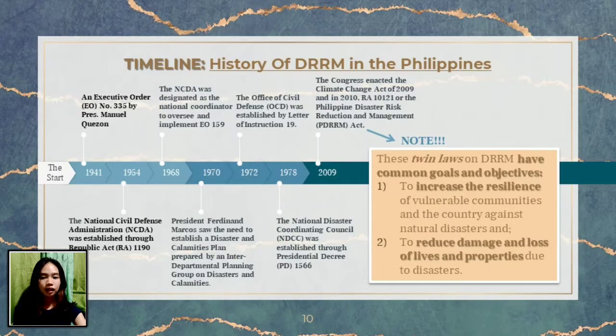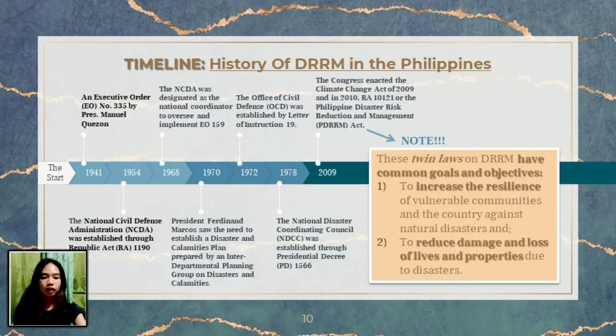The NCDA is tasked to report on the degree of preparedness of all government offices to the Office of the President. In 1970, President Ferdinand Marcos saw the need to establish a disaster and calamities plan prepared by an interdepartmental planning group on disasters and calamities. Then, in 1972, the Office of Civil Defense or the OCD was established. It was mandated to coordinate national-level activities and functions of the national government, private institutions, and civic organizations.